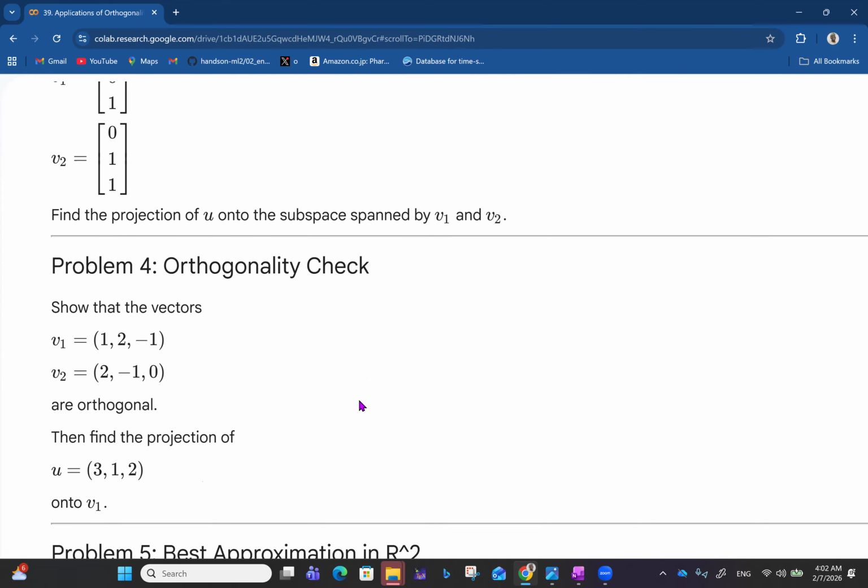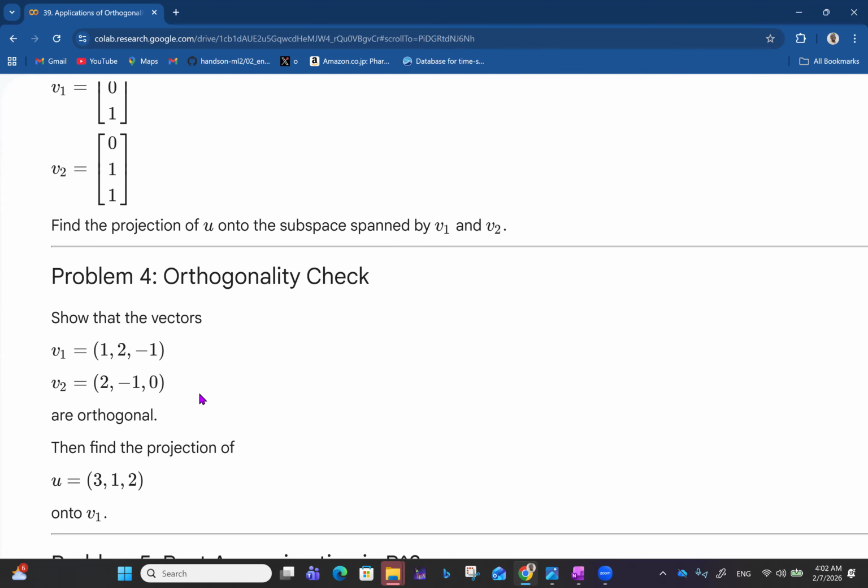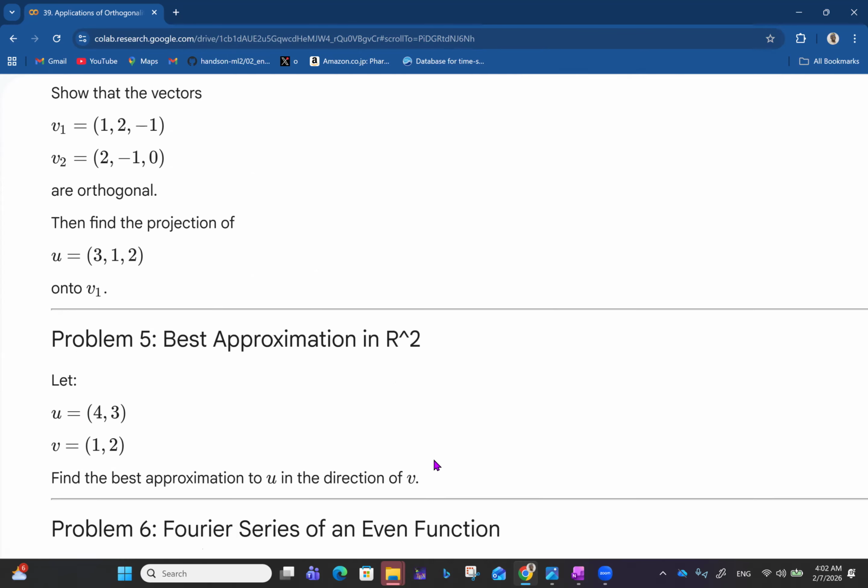Then for the orthogonality check, show that the vectors V1 and V2 are orthogonal. Of course, 1 times 2 is 2, 2 times minus 1 is minus 2, minus 1 times 0 is 0. So 2 minus 2 is 0. That's orthogonality. Then find the projection of 3, 1, 2 on V1. That will just be U dot V1 all over V1 dot V1 multiplied by V1. So that's how that goes.